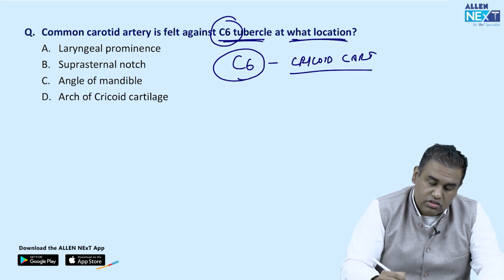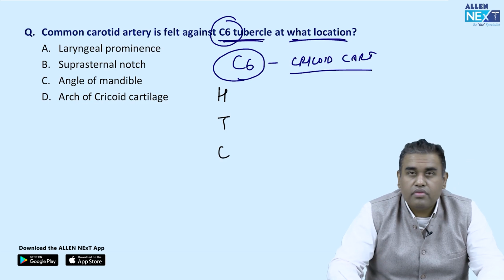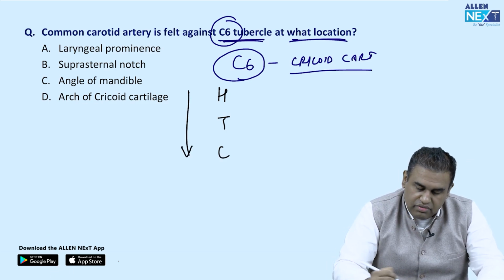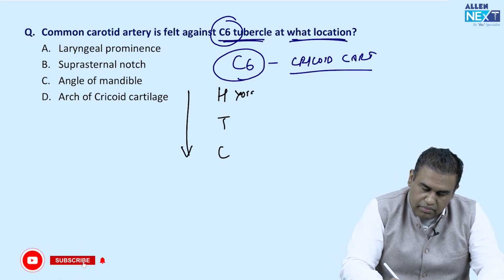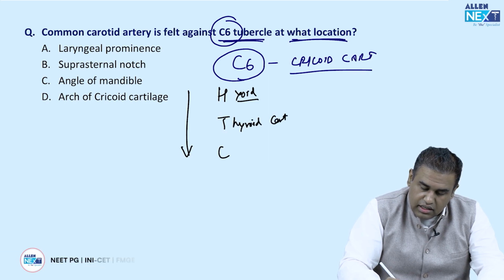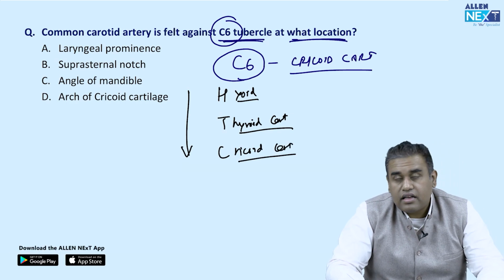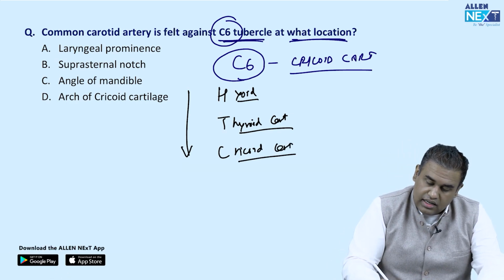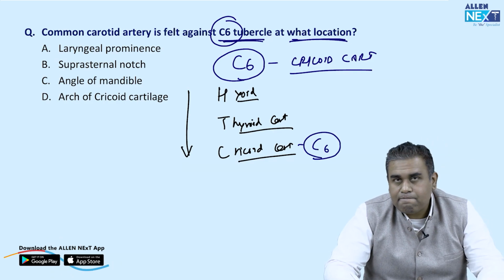I told you mnemonic also, HTC. If you go from superior to inferior, H is the hyoid bone, T is the thyroid cartilage, not the gland, the cartilage, and C will be the cricoid cartilage. And this cricoid cartilage lies at around C6.